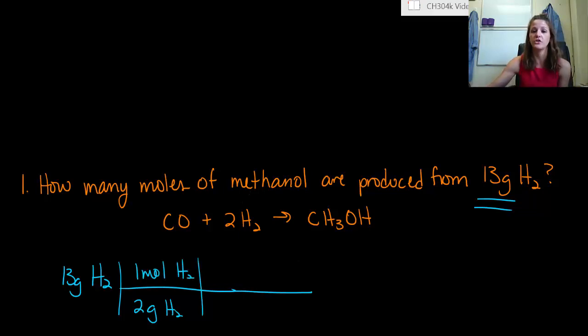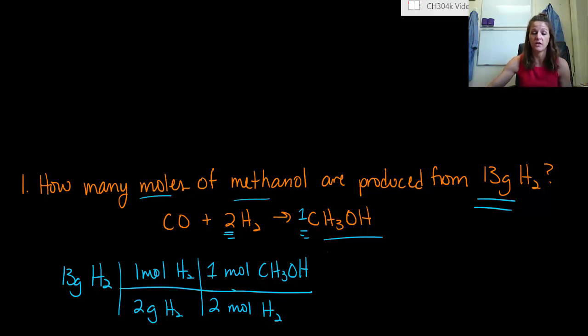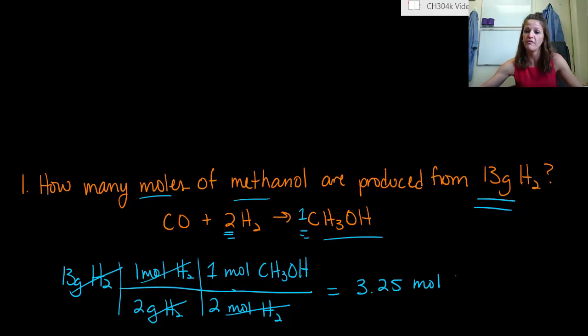Now we're trying to go from hydrogen to methanol right here. So we know that there are 2 moles of hydrogen to every 1, okay, so that's sneaky right there, there's 1 mole of methanol. And that's it. That's all we're trying to do because we're just trying to solve for moles of methanol. So we're done. We can see that our grams of hydrogen cancel out, moles of hydrogen cancel out, and we're left with moles of methanol. So if you do this properly, you would get an answer of something like 3.25 moles of methanol. Oops, add an H there.